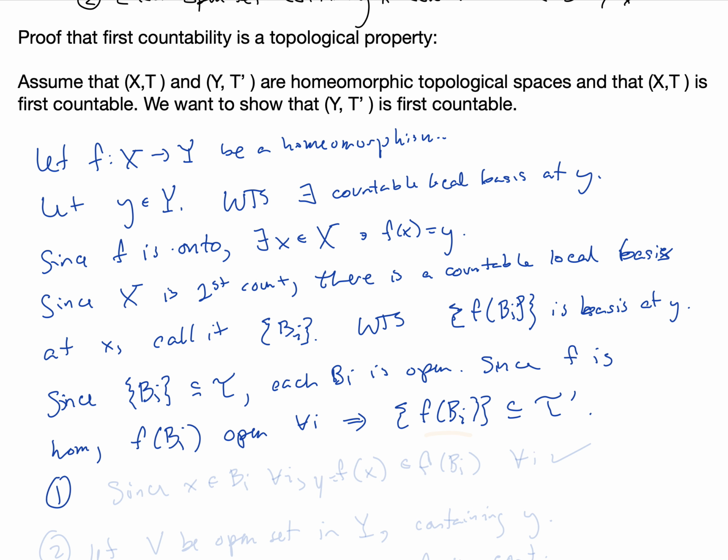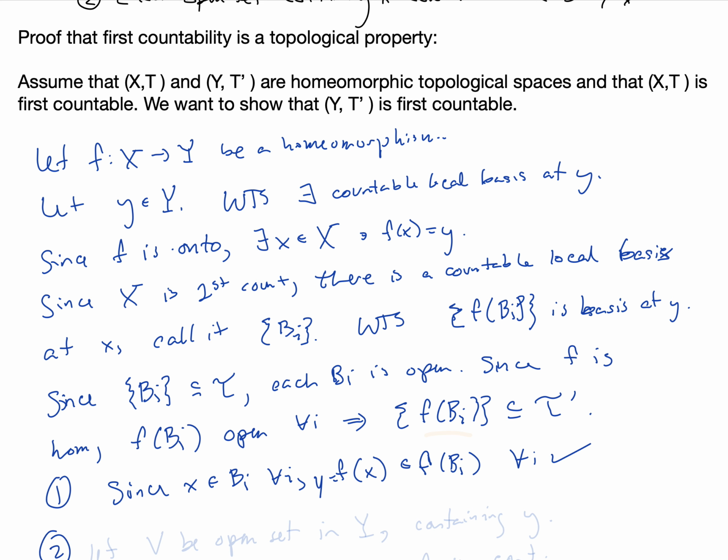Our first condition, once we know that those elements truly are open sets, to show that the collection f of B_i is a local basis, we want to show that y is an element of each of them. So since x is an element of B_i for all i, that tells us that f of x is an element of f of B_i for all i. And so yes, y, which is equal to f of x, is an element of each of those sets.